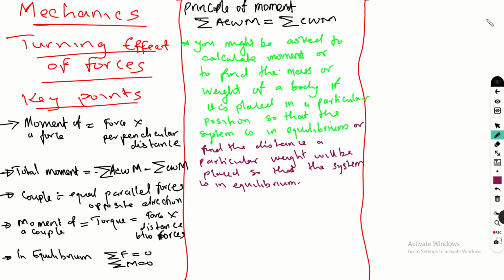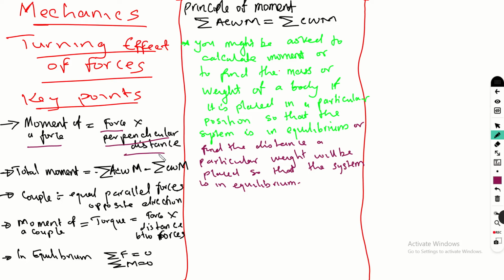Today we'll be looking at the turning effect of forces. The key point in this lesson is that you have to understand that the moment of a force about a point is the force times the perpendicular distance along the line of action about that pivot. The moment of a force about a point is the product of the force and the perpendicular distance about that point.